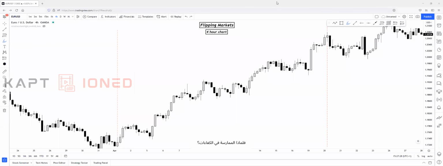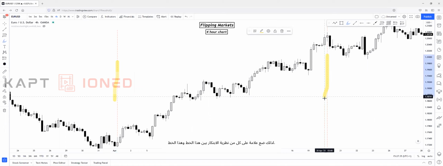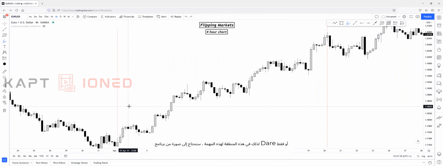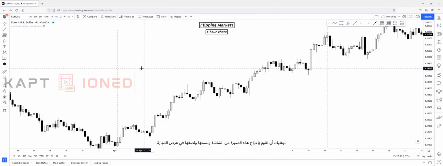Okay, so I want you to practice inefficiencies. I'd like to give you a task. Mark all of the inefficient areas between this line and this line. So in this region. For this task, you will need an image editor program or just TradingView, and you have to screenshot this image and copy and paste it into TradingView.